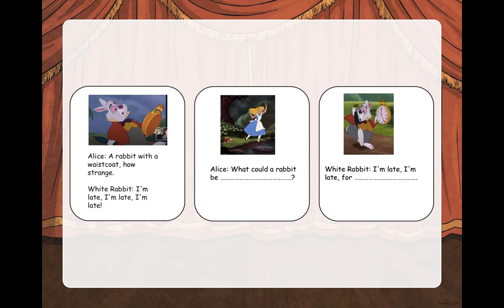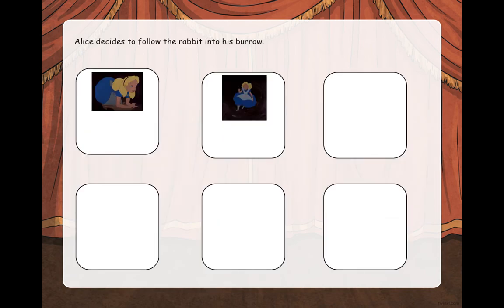And then in number five, we have the rabbit. We can see the time on the watch and he looks really worried. "I'm late, I'm late, I'm late for." What could rabbit be late for? Can you think of what he could be late for? You could fill that space in. What is rabbit late for? And then of course, we've got 6 more frames to create the storyboard that goes with the video.